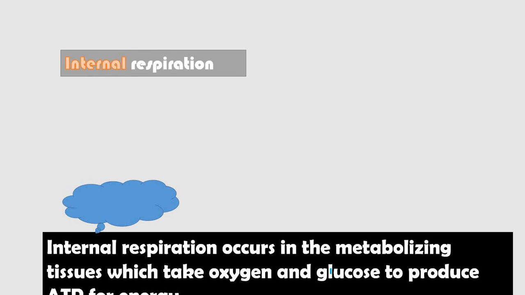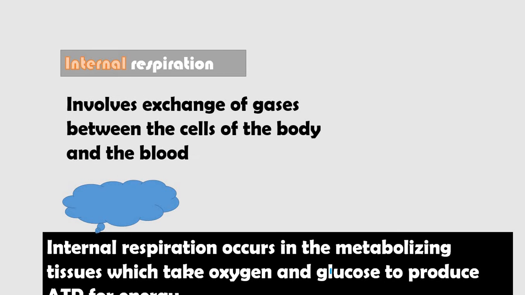There are two types of respiration: internal respiration and external respiration. So what is the main difference between internal respiration and external respiration? Internal respiration involves the exchange of gases between the cells of the body and the blood. So, internal respiration occurs in the metabolizing tissues. These metabolizing tissues take oxygen and use it along with glucose to produce ATP for maintaining energy.